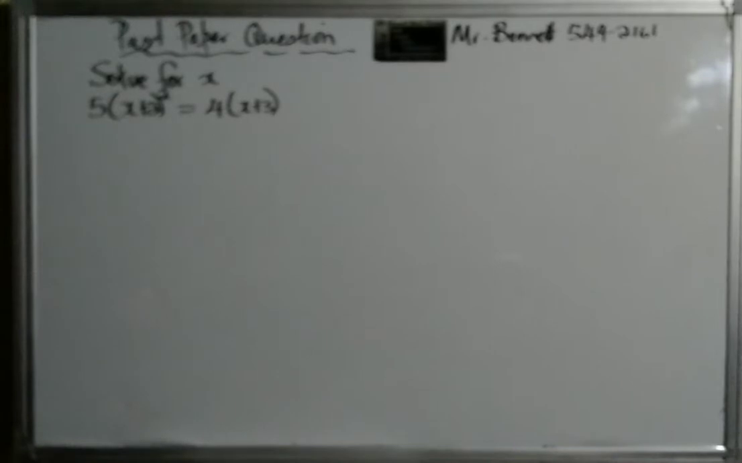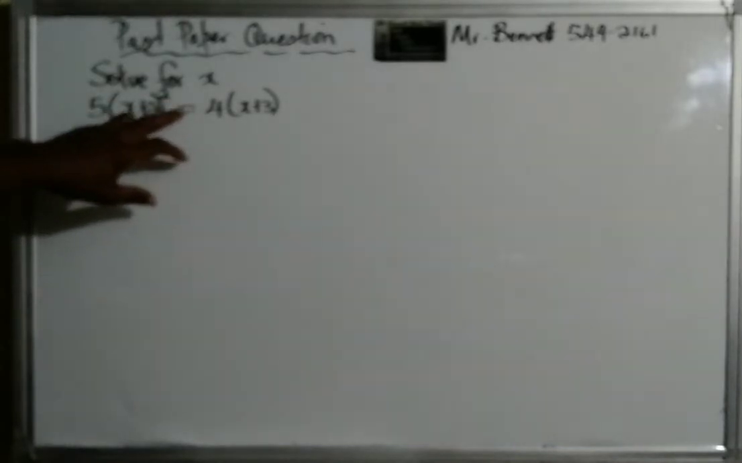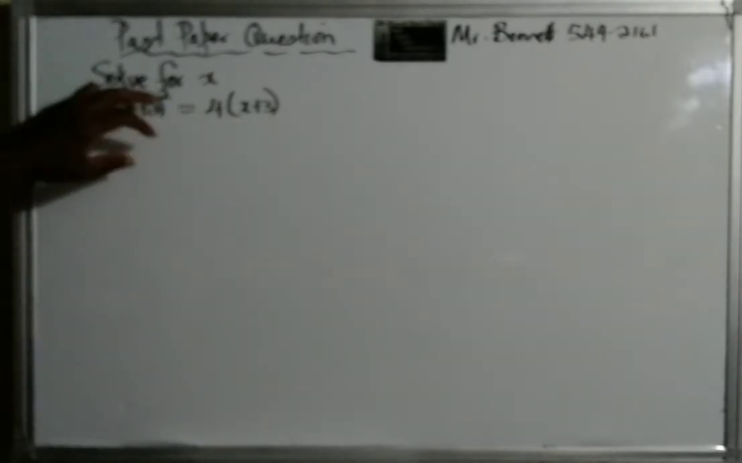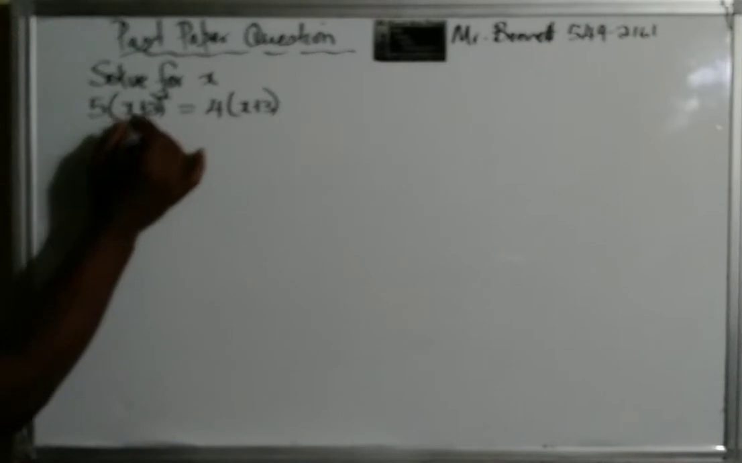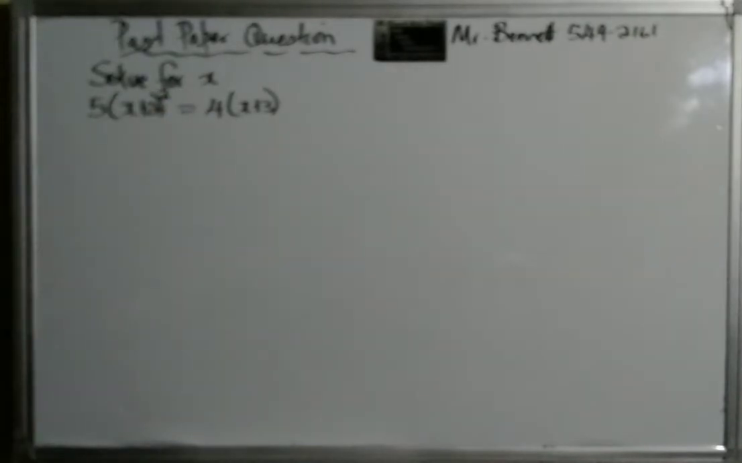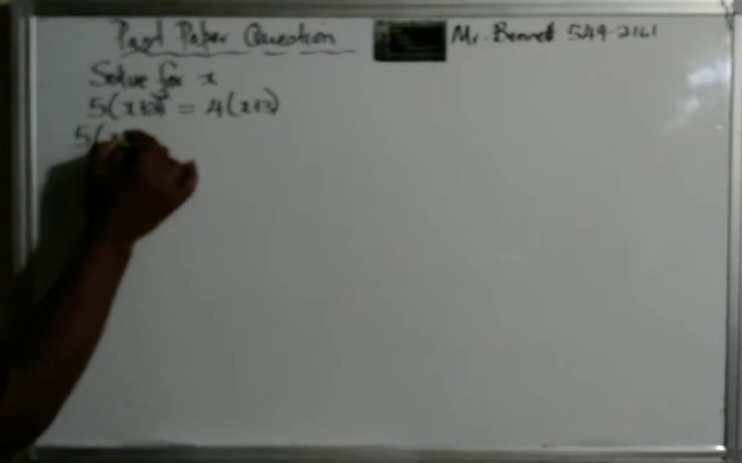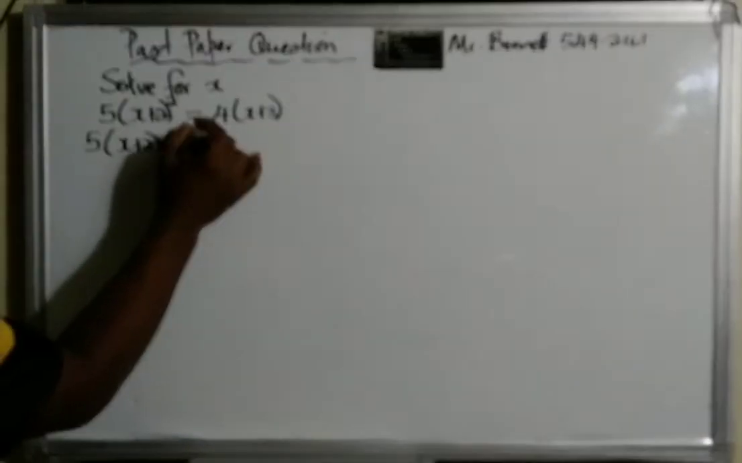Now, what we have is 5(x + 2)² equal to 4(x + 3), and we have to solve for x. So we want to find the value of x that makes this equation true. Now, this part is squared, so we have to do the squared part first. This is the same thing as (x + 2) times (x + 2).